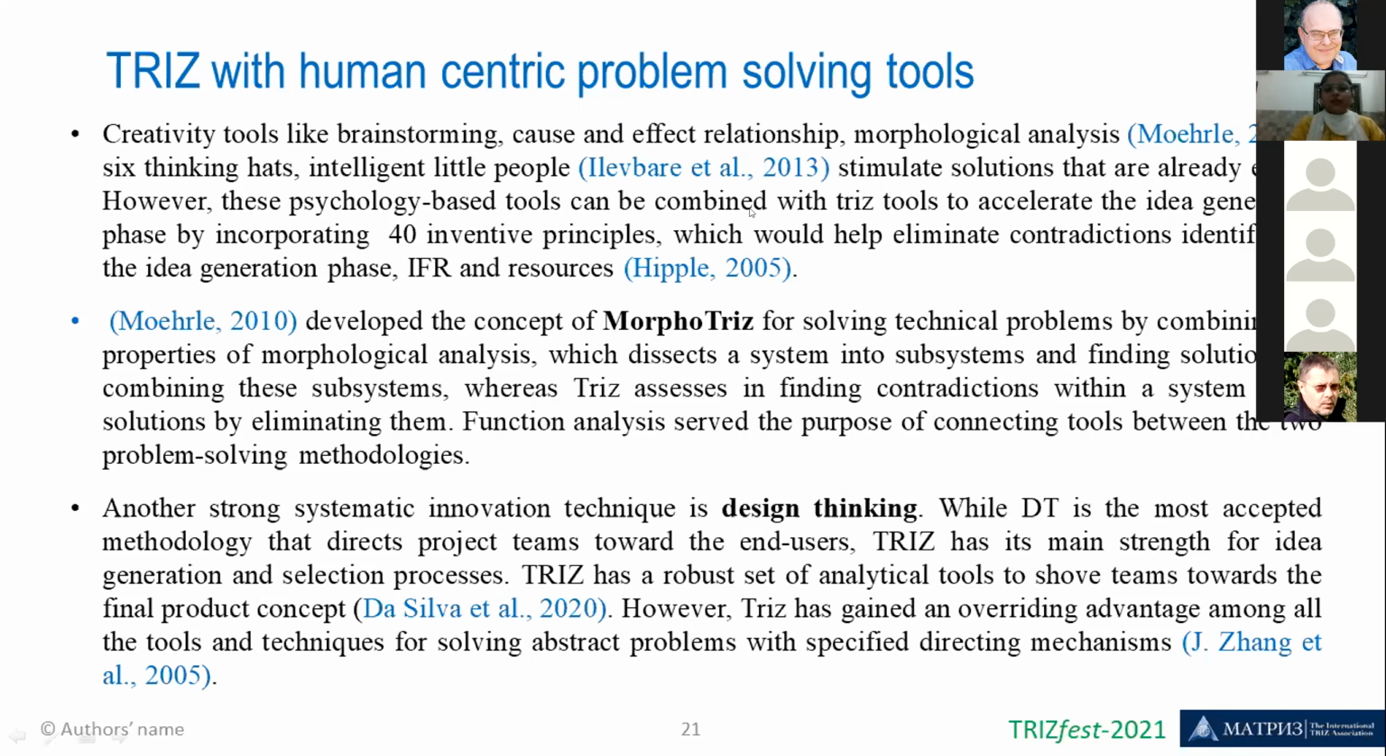However, these psychology-based tools can be combined with TRIZ tools to accelerate the idea generation phase by incorporating the 40 inventive principles, which would help eliminate contradictions identified in the idea generation phase, IFR, and resources. Then Morley developed the concept of morphotrace for solving technical problems by combining the properties of morphological analysis, which dissects a system into subsystems and finds solutions by combining these systems, whereas TRIZ assists in finding contradictions within a system and gives solutions by eliminating them.